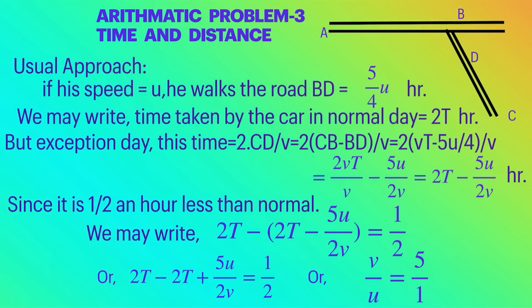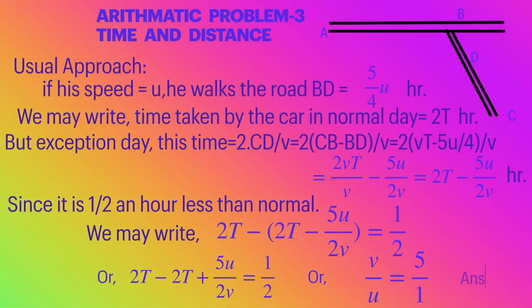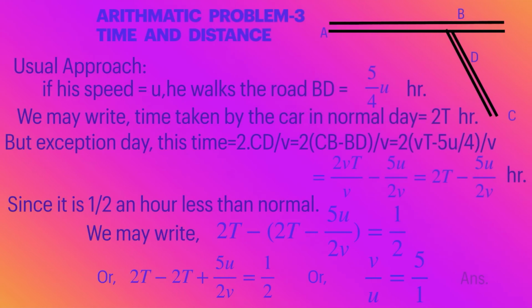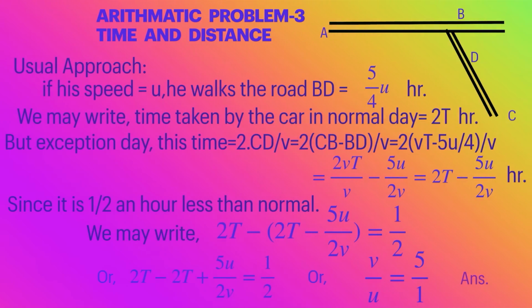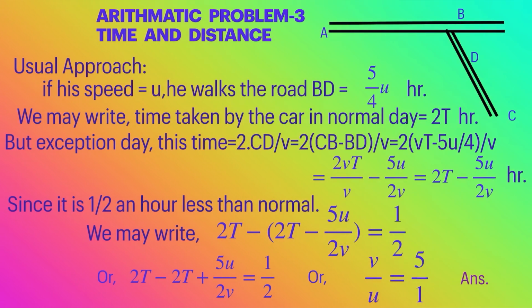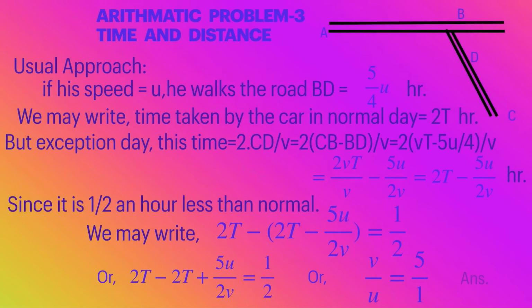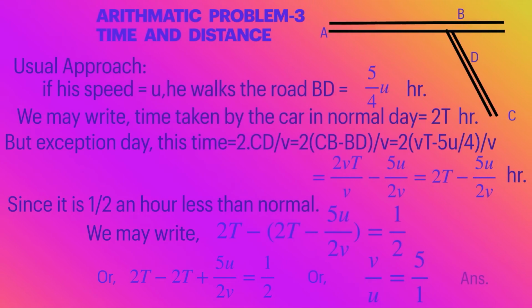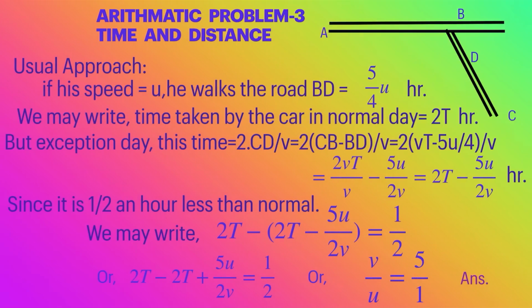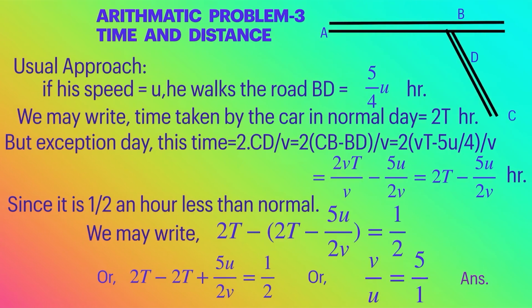or v by u equal to 5 by 1, and that is the ratio of the car speed and walking speed. So this is the answer, and this solution is a normal approach, or common solution. But now we go for a logical approach. What will be the logical approach to find out the solution of this problem?